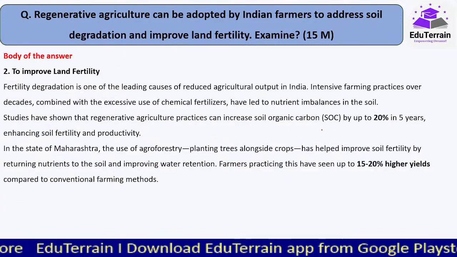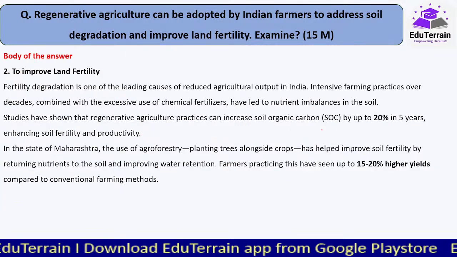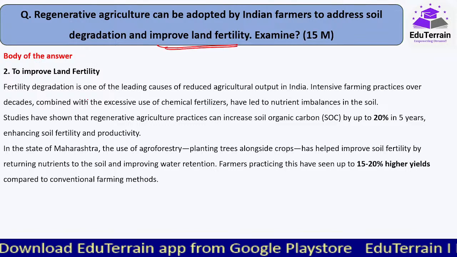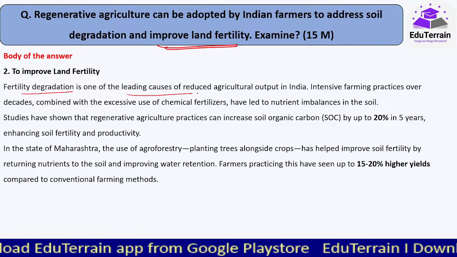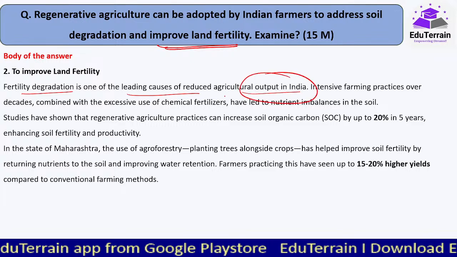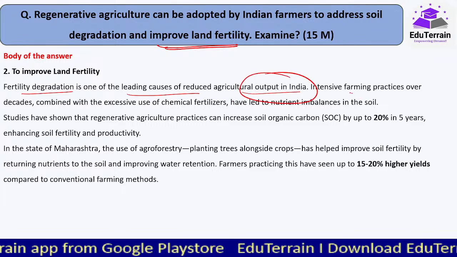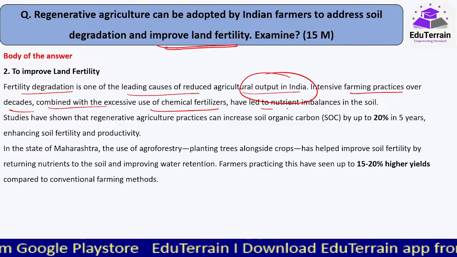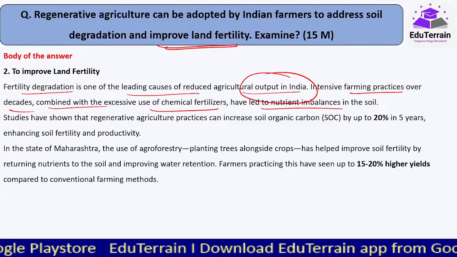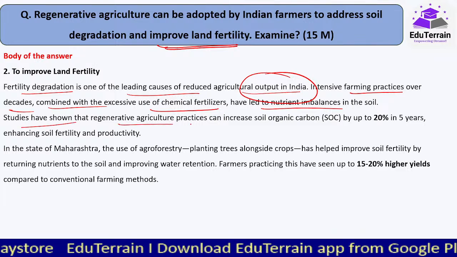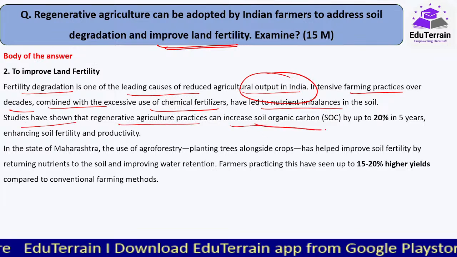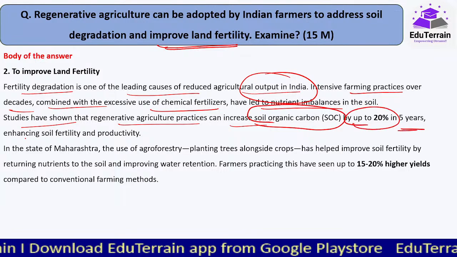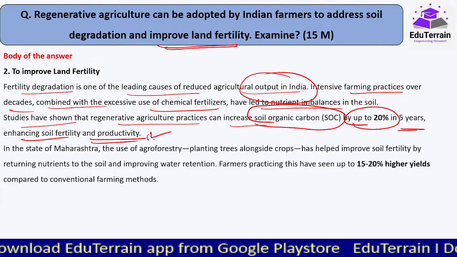Okay. Now second important point, they are saying that it will improve land fertility. So yes, fertility degradation is one of the leading causes of reduced agriculture output in India. And intensive farming practices over decades combined with excessive use of chemical fertilizers have led to nutrient imbalances in the soil. Studies have shown that regenerative agriculture practices can increase the soil organic carbon up to 20% in 5 years, enhancing soil fertility and productivity.